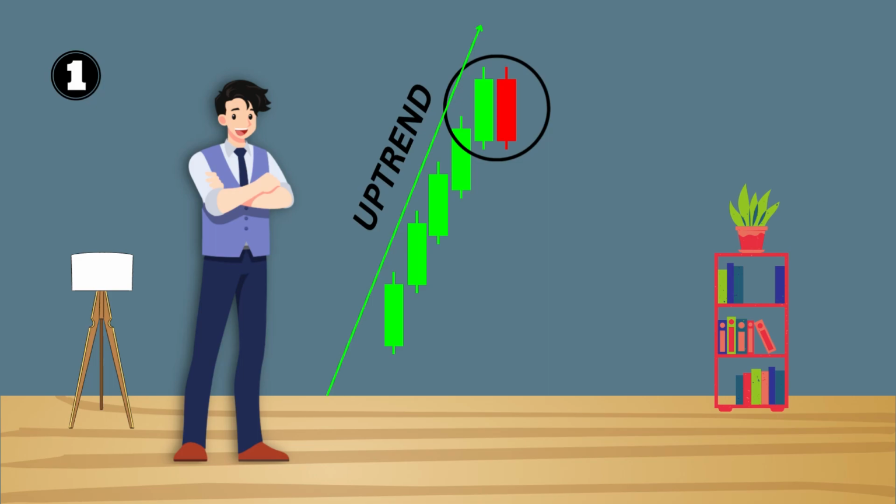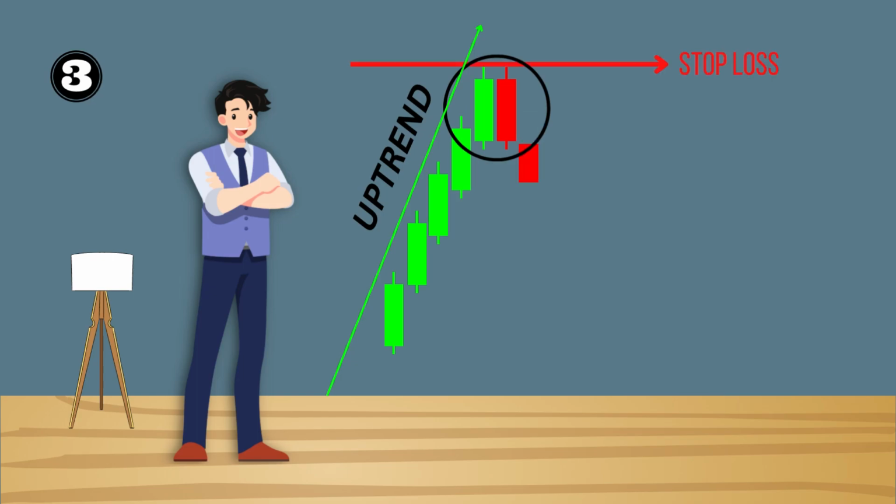Number 1, bearish engulfing pattern is considered valid only if there is an uptrend before the formation of bearish engulfing pattern. Number 2, we will only trade bearish engulfing pattern when the next candlestick is bearish. After the completion of bearish engulfing pattern, if there is a bullish candlestick, then we will not trade the bearish engulfing pattern. Number 3, the highest level of the bearish engulfing pattern will be the stop loss area. Number 4, we will not trade the bearish engulfing pattern without keeping a stop loss.